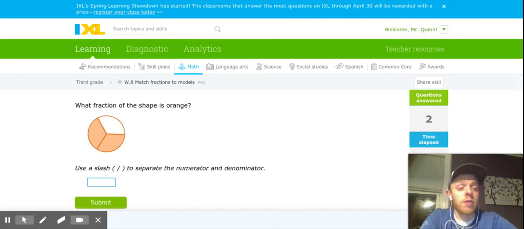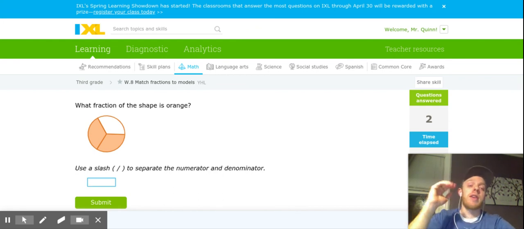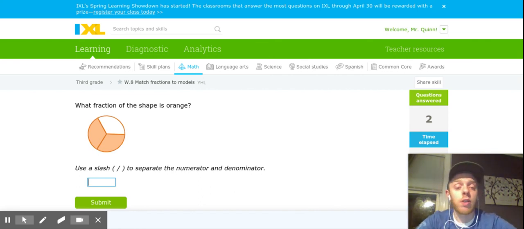Follow that same strategy for every question that you do. Remember, you just start with that foundational knowledge of my numerator represents the shaded parts, my denominator represents the total number of parts, and mark off as you go so you don't double count.